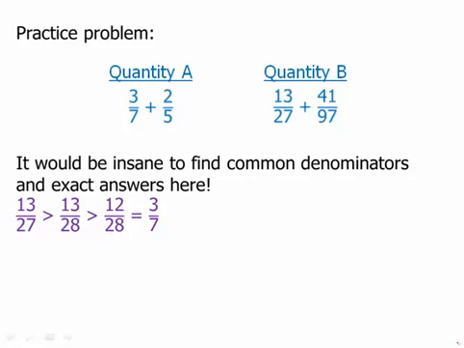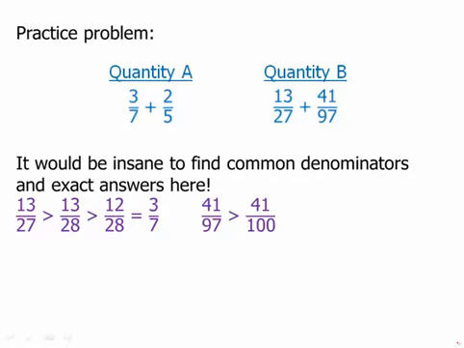Now look at the other piece. 2/5 and 41 over 97. Well, 41 and 97, those are awfully close to 40 and 100. Let's think about this carefully. Let's start with 41 over 97 and again increase the denominator to 100.